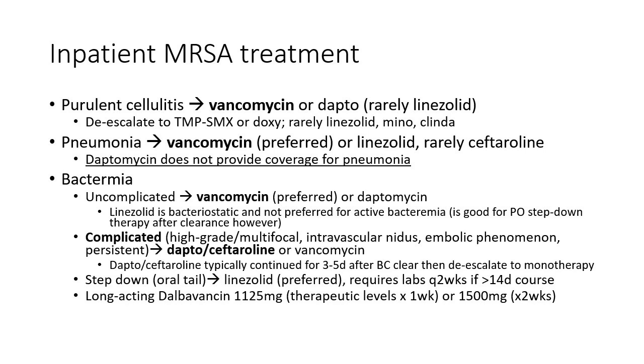If someone has a bad pneumonia as a component of their infection, we don't want to drop to dapto alone, so we'll oftentimes just switch to vancomycin monotherapy. But daptomycin, even though it doesn't cover pneumonia, will cover embolic phenomenon to the lungs. So if someone has right-sided endocarditis with embolic disease throughout the lungs, but no parenchymal consolidation, the dapto is fine.